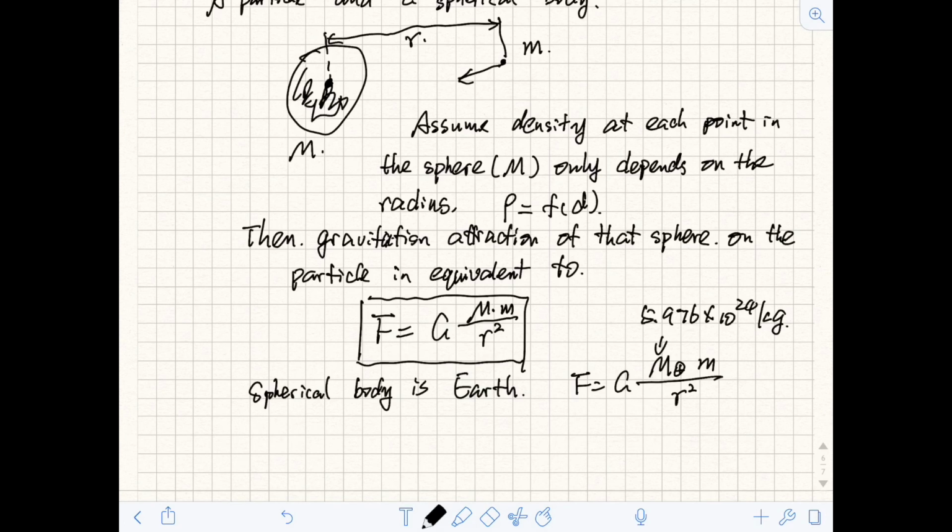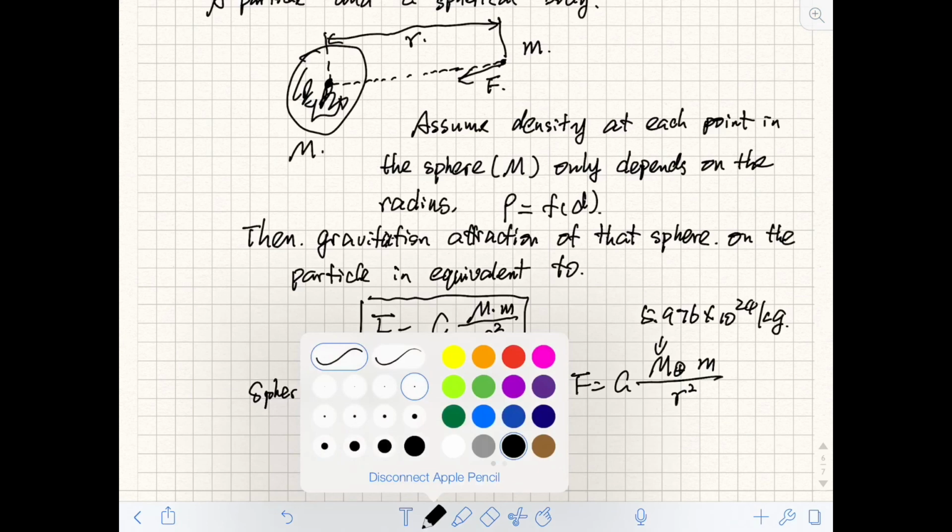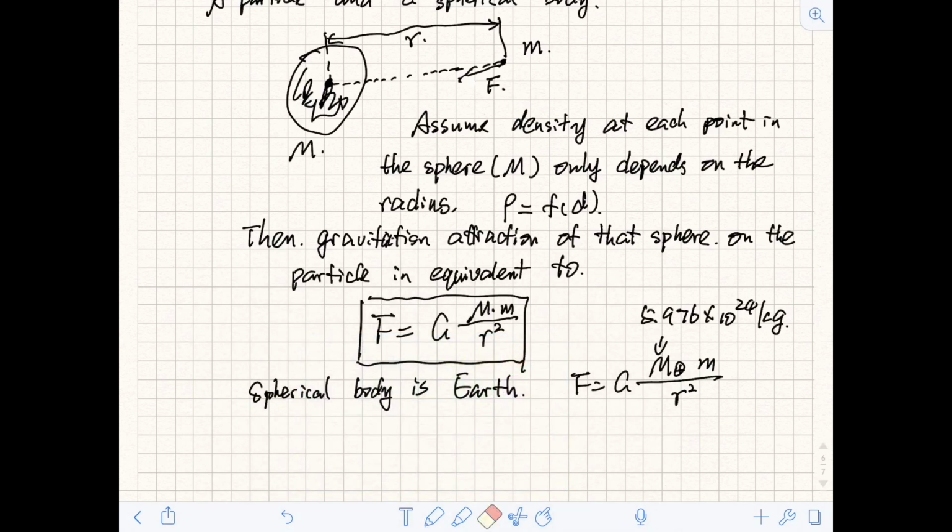The one thing to notice is that the force exerted on a particle m by some spherical object is always aligned in the direction. So this is the direction F exerted. And similarly, the particle will exert an opposite force of the same magnitude, F bar.